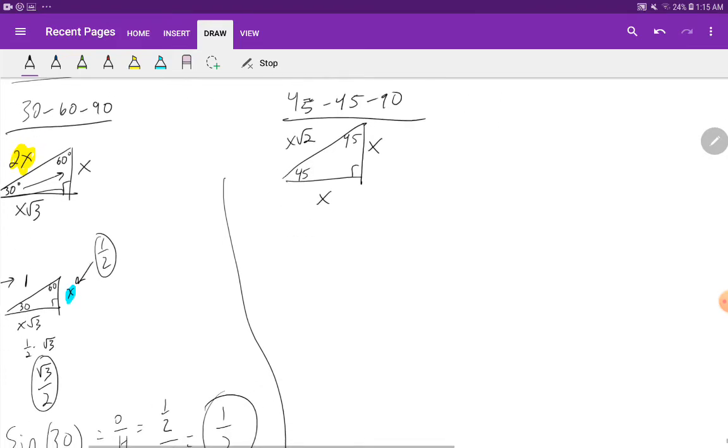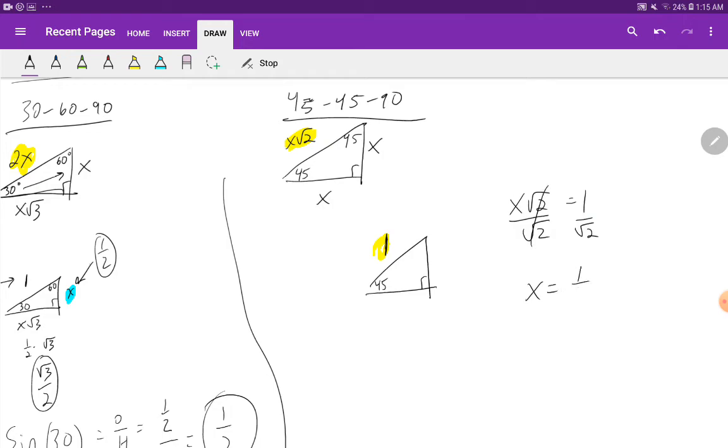Think about it. In this case, the 45 is here, and the hypotenuse in this one is 1 now. So this is a little bit trickier. This means x root 2 is equal to 1. So what does x equal? If I divide everything by root 2, you get 1 over root 2, and then we can rationalize the denominator.